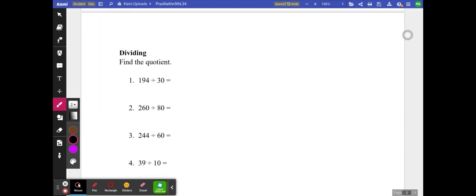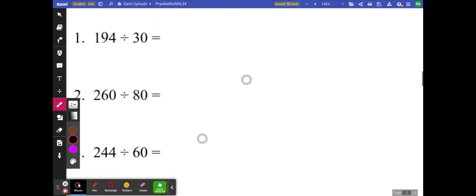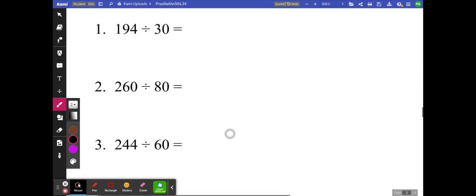Moving on, we're going to be dividing. It says, find the quotient. So remember this word, quotient, and it is basically the answer from a division problem. We are going to be getting some remainders here, but that's all right. So let's look at 260 divided by 80. We're going to make it easy on ourselves and use this format.